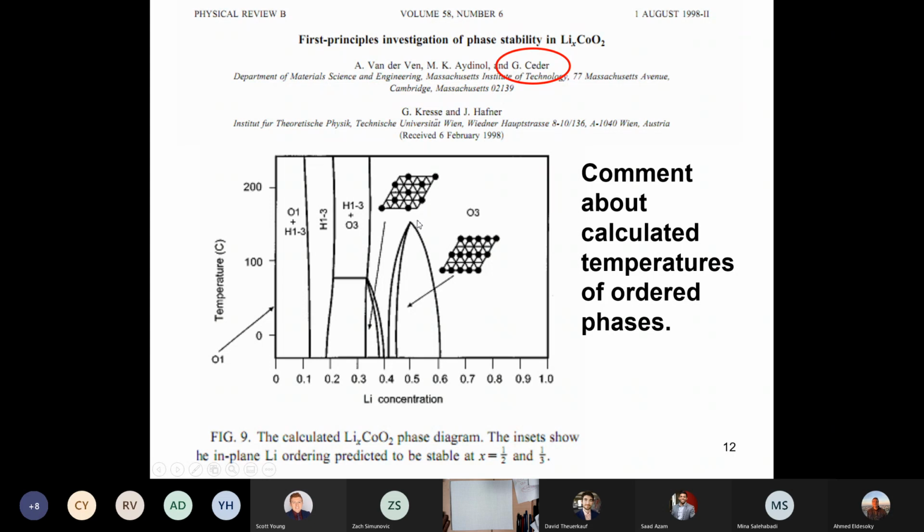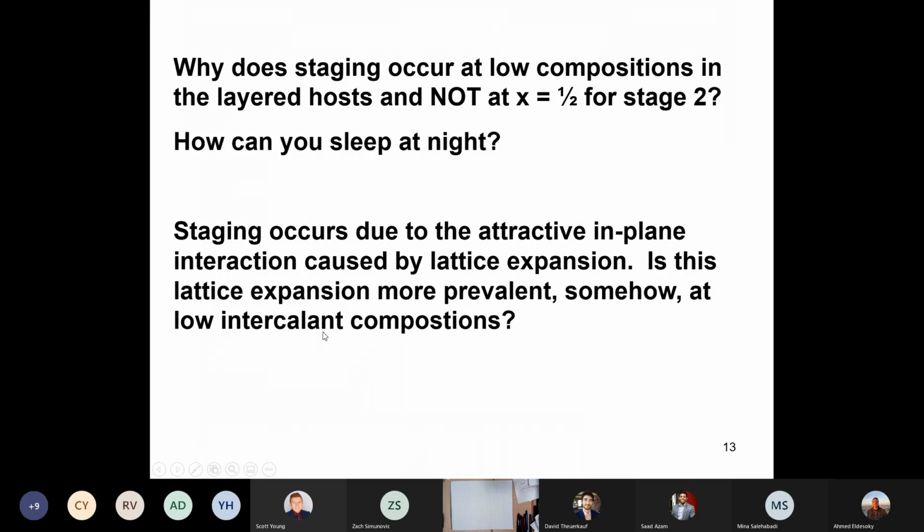Stage 2 is at the 50% filling. Layers are completely full, completely empty. Bear in mind, in graphite there is a stage 2L phase also. But it's interesting to wonder, why is the stage 2 phase over here way at low lithium composition? So this is the question: why does staging occur at low compositions in the layered hosts and not at x equal to half for stage 2? And this should keep you awake at night.